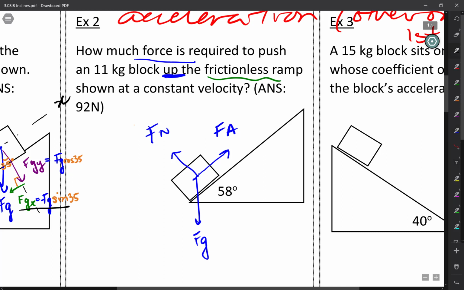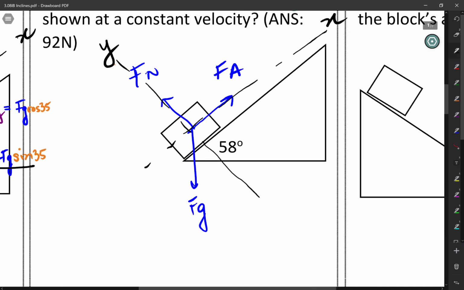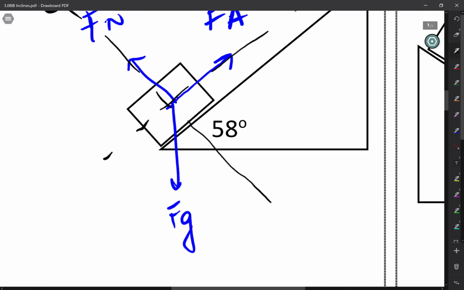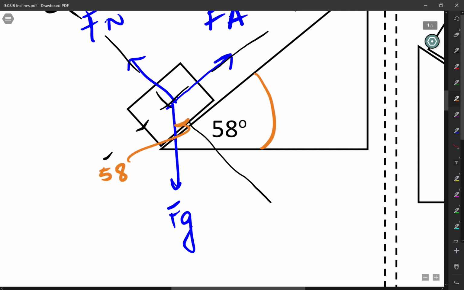Next up, let's break our vectors into our components. We have the x-axis, the y-axis. Hey, look, FA is in the same direction as the x-axis. We don't have to do anything there. However, we got to do something with this gravity. We know that this angle is 58 degrees, making this guy over here also 58 degrees. We have the vertical component of gravity. So we have here FGY. We also have this one over here.